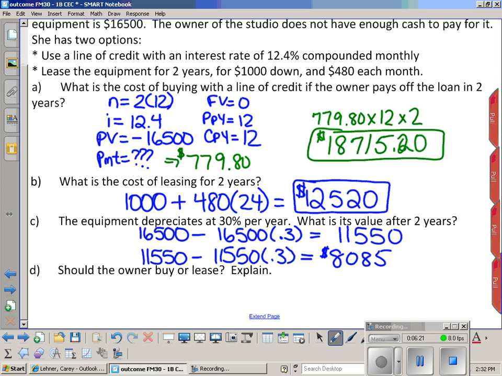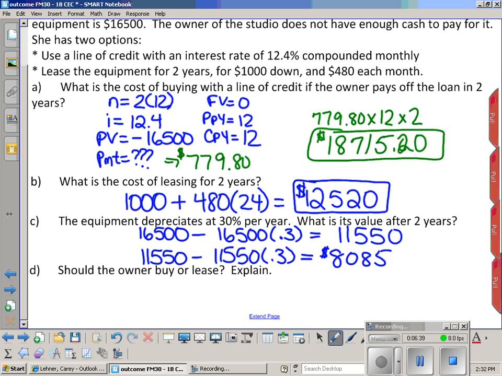Really? There could be a variety of suggestions here, and it might come down to the preference of the owner. If she plans to use the equipment for only 2 years, she may choose to lease and then find some new equipment again and either buy or lease that.